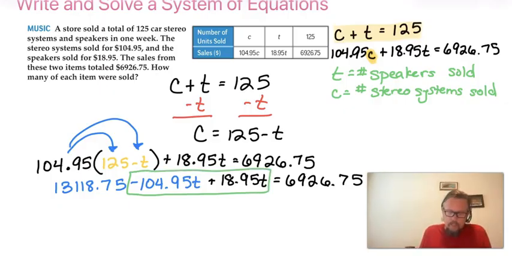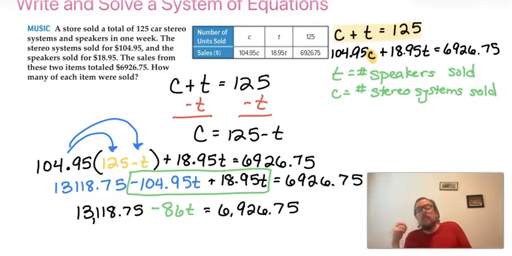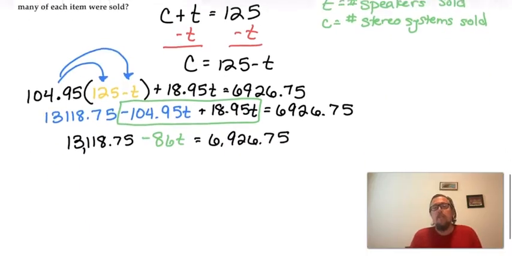I'm going to go back to the calculator again for that. So it's negative 104.95 plus 18.95, which is going to give us just 86. So 13,118.75 minus 86T equals 6926.75. Okay, so I've done all of the distributive property and combining.